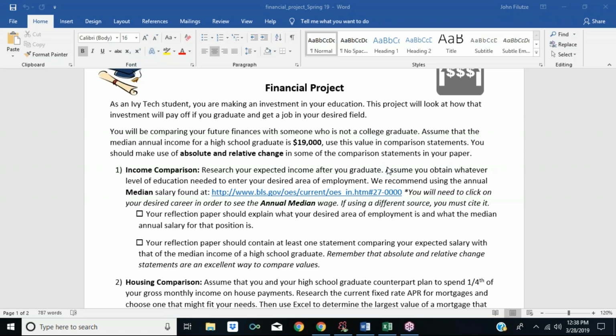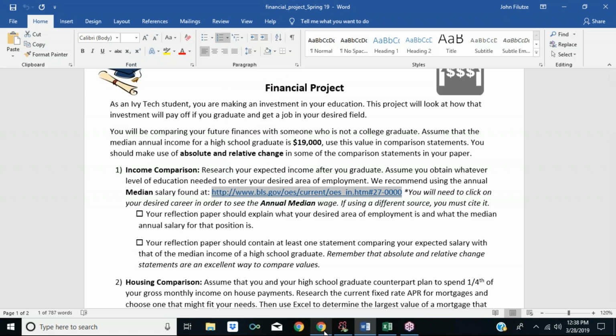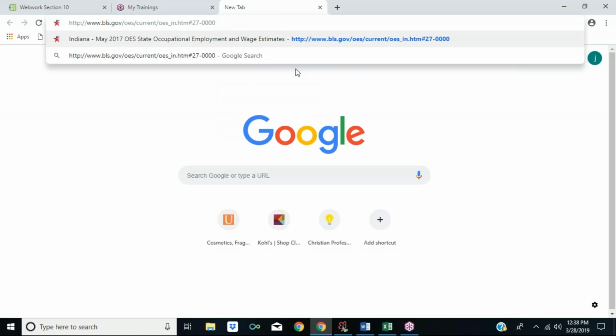And we're going to make some statements using absolute and relative change. So what we've got to do is figure out what your income would be. And so we're going to take this link, and you probably have to copy and paste it. So I'm going to do that, copy, paste.